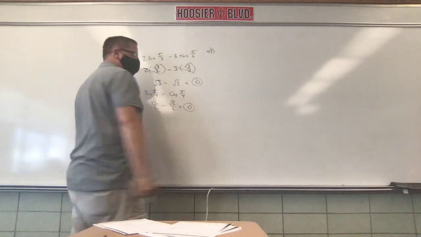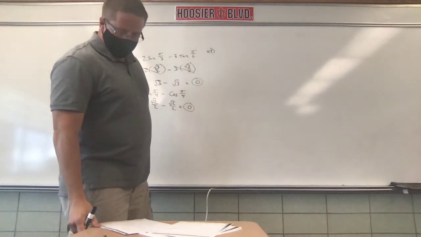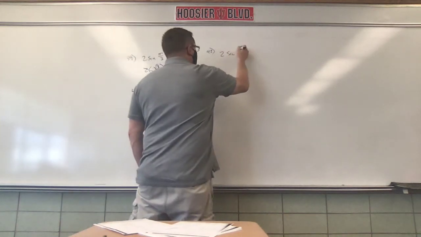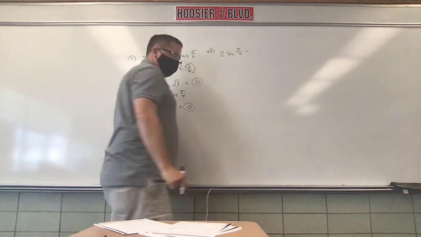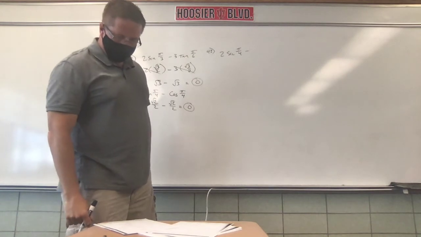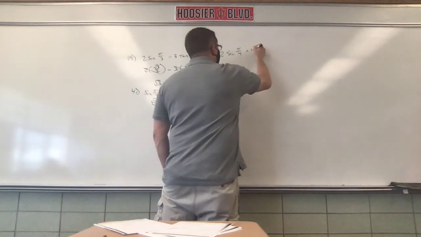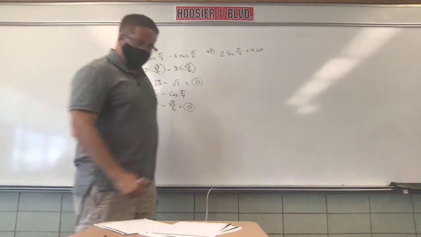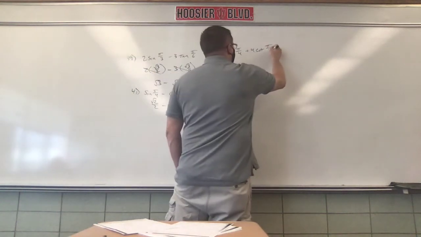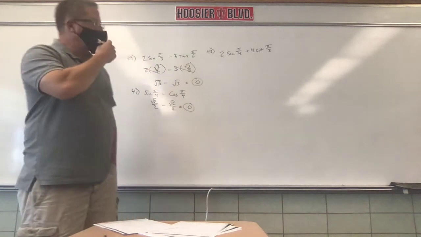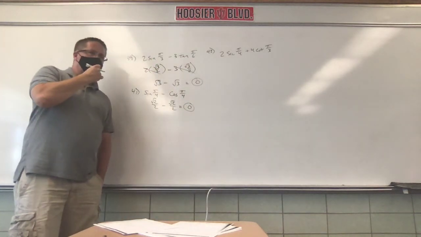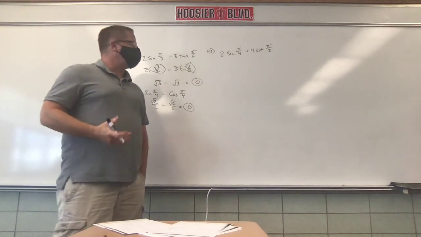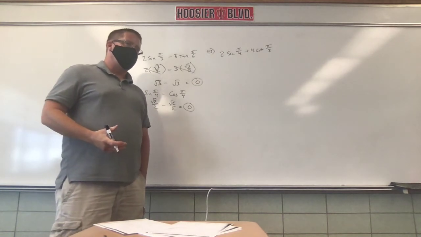Fantastic. 43. Okay, 2 secant of pi over 4 plus 4 cotangent of pi over 3. Okay, so again, we don't have secants and cotangents written on our unit circle, but to find secant, we flip cosine. It's a reciprocal of cosine. To find cotangent, we flip tangent.